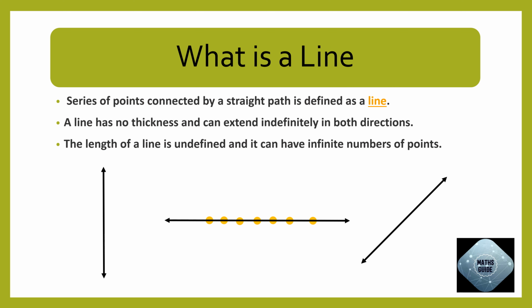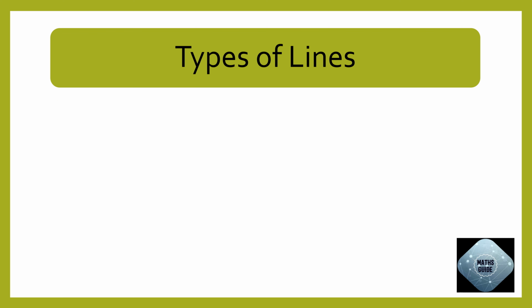In geometry, a line is a straight path that extends endlessly in both directions. It has no thickness and is made up of an infinite number of points. A line is drawn with arrows on both ends to show that it goes on forever. There are different types of lines which can be distinguished easily on the basis of their unique properties.